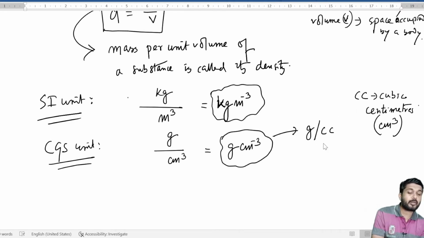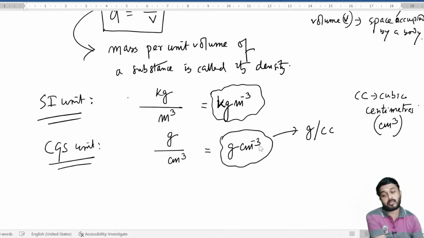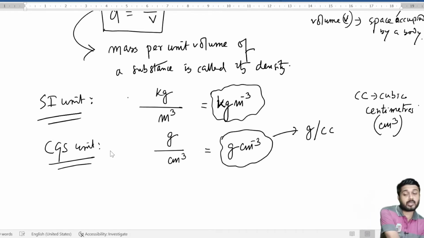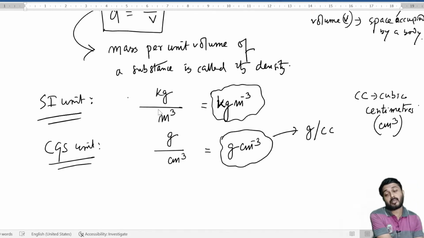So gram per cc is nothing but gram per centimeter cube, or gram centimeter to the power minus 3. This is the CGS unit for density, and kg per meter cube, or kg meter to the power minus 3, is your SI unit for density. Alright, so density is the mass per unit volume of a substance. Based on the difference of densities, many kinds of differences or variations are found around us.